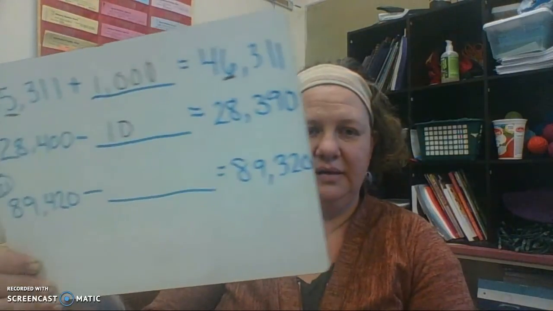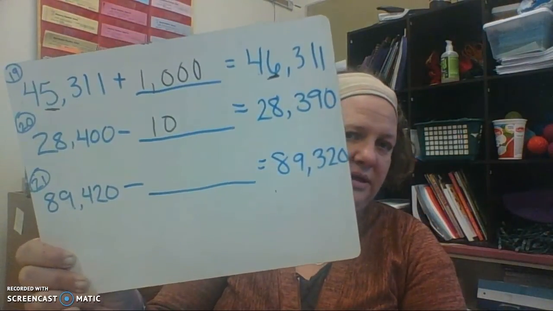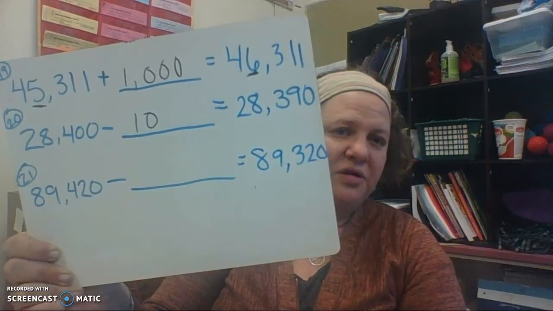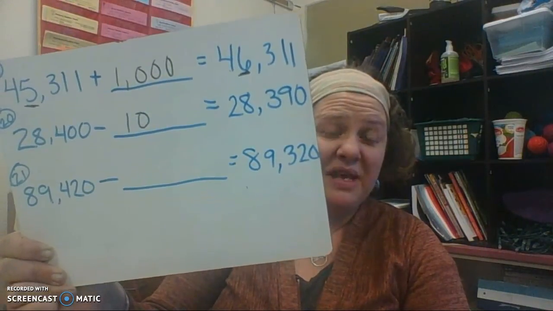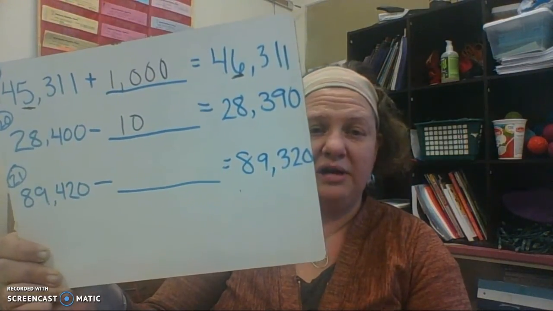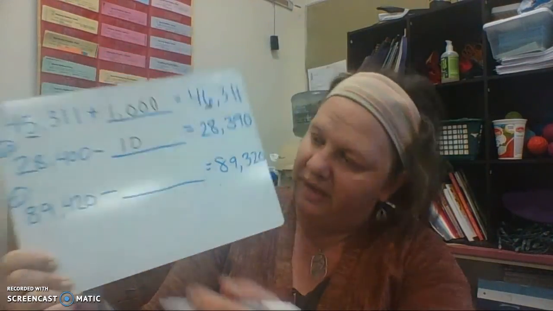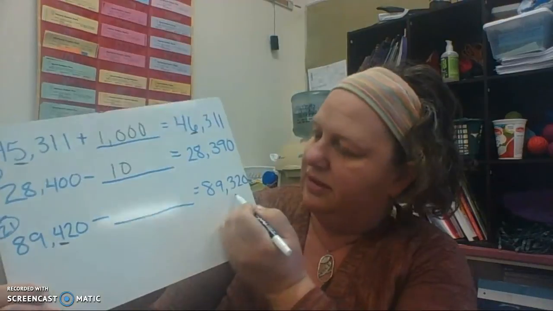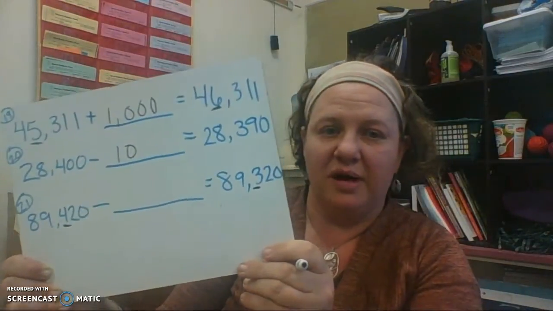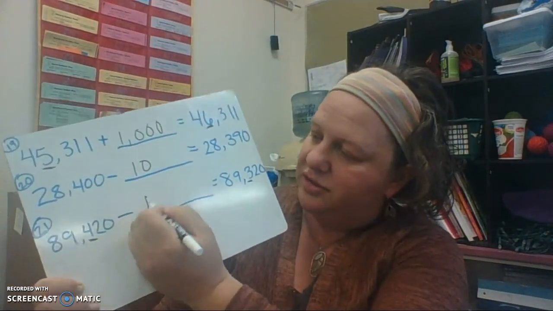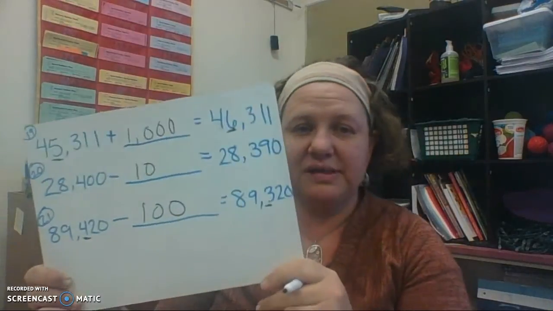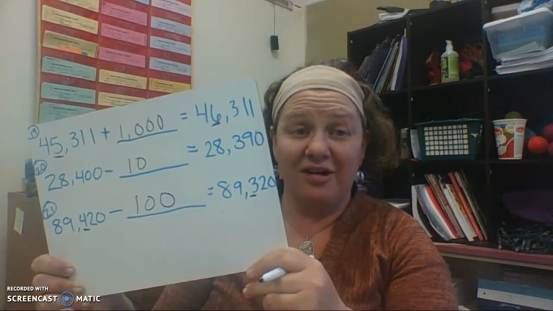And then the next one is 89,420 minus something is 89,320. Looks like it's about 100 because the hundreds place value has changed and become 1 less. So we have 100 there. Okay. The rest of those you can go and do on your own.